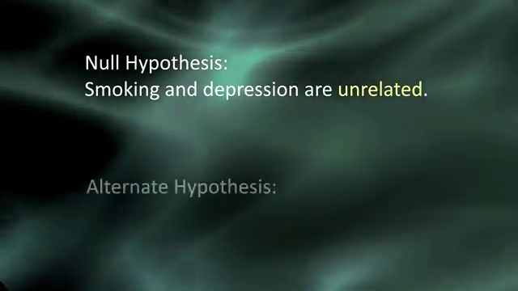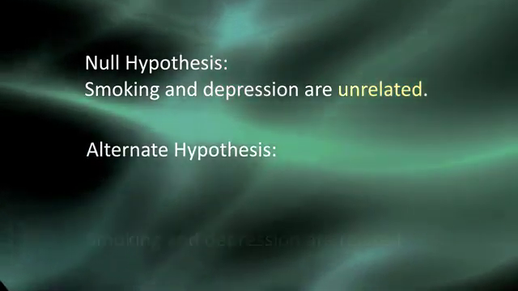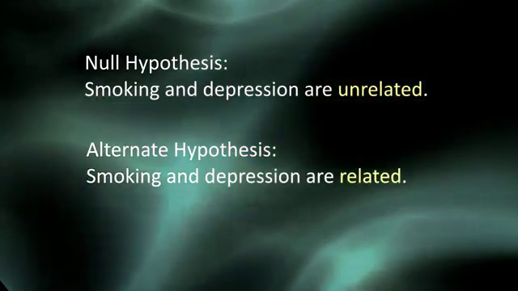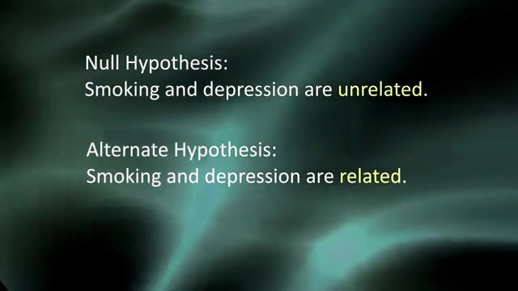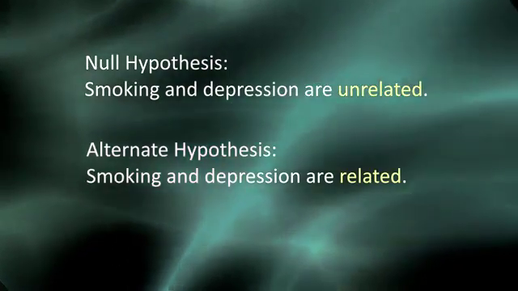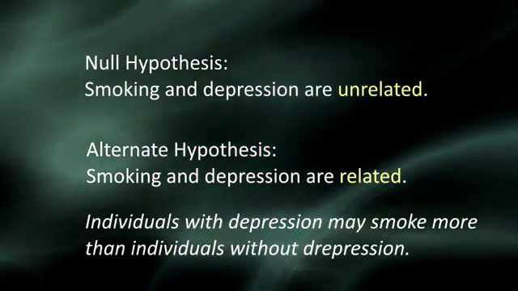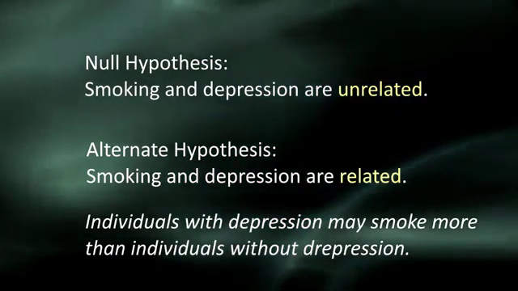The alternate hypothesis says that there is a relationship and allows that the difference in smoking in those individuals with and without depression could be positive or negative. That is, individuals with depression may smoke more than individuals without depression, or they may smoke less. After stating the null and alternate hypotheses, we need to choose a sample.